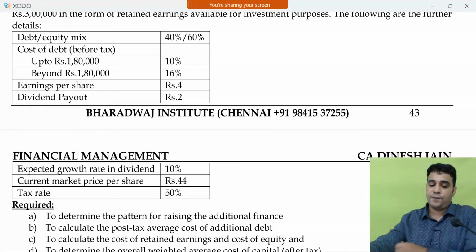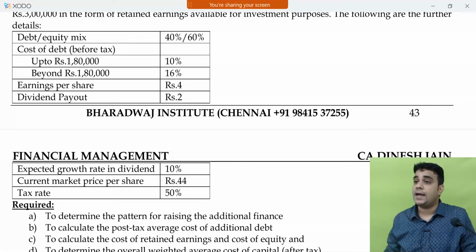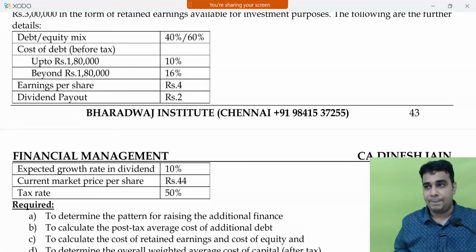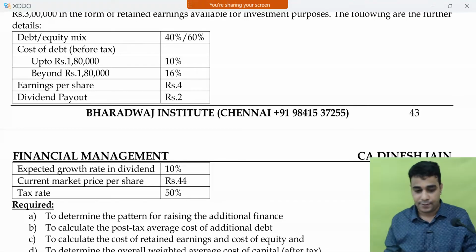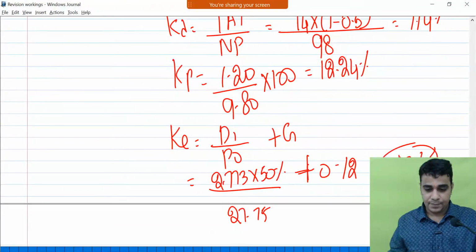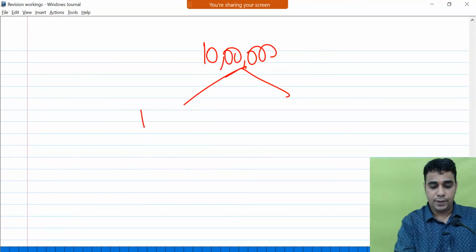First, they want us to find out what is the pattern for raising the additional finance, what is the post-tax cost of debt, what is the cost of retained earnings, cost of equity, and finally cost of capital, which is technically weighted marginal cost of capital. Now, pattern of raising additional finance, I need 10 lakh. We have done this in one of the earlier questions. What's the broad breakup? Debt how much, equity how much?